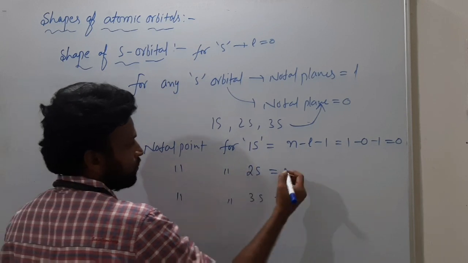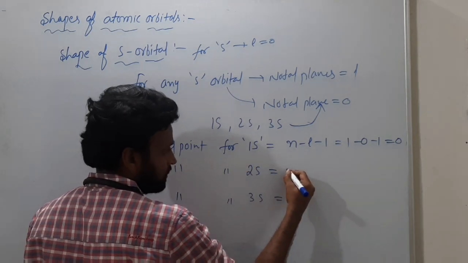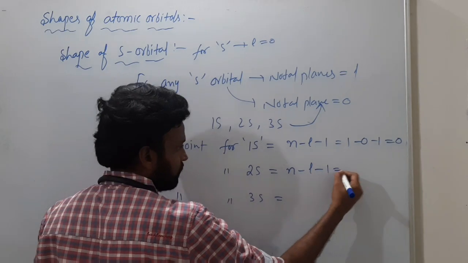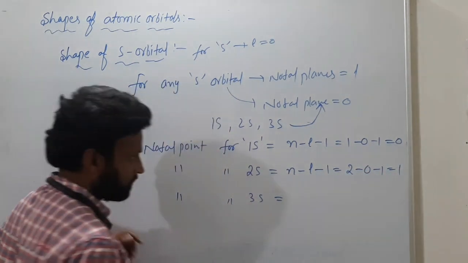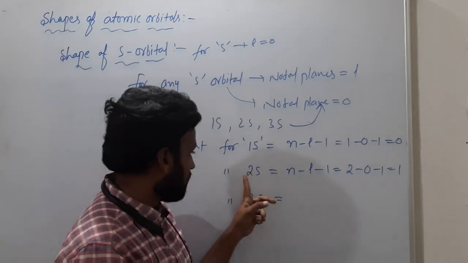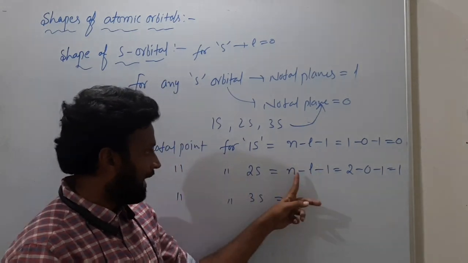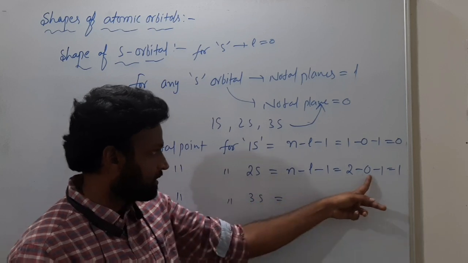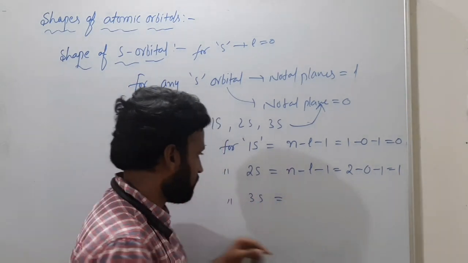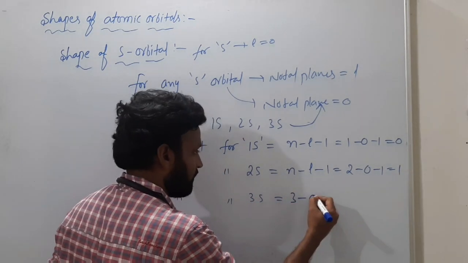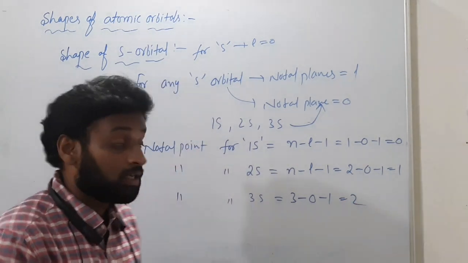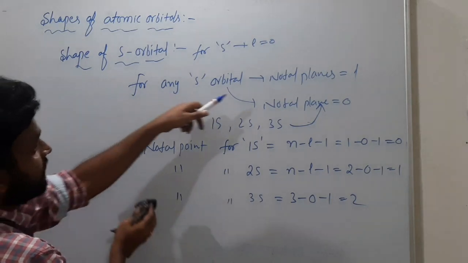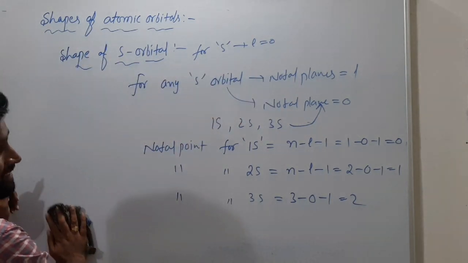Nodal points for 2s, this is actually what? Same story, n minus L minus 1. It's 2 minus 0 minus 1, so 1. Why 2 minus 0, understood? The n value is 2 and the L value for s is 0, so 2 minus 0 minus 1 is 1. For 3s, same story, 3 minus 0 minus 1, so 2. So these are the nodal points as well as nodal planes for the s subshell.